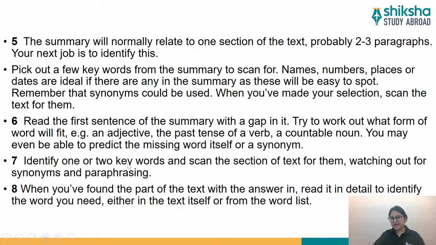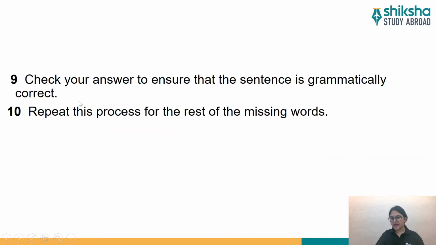Seventh strategy: identify 1 or 2 keywords and scan the section of text for them, watching out for synonyms and paraphrasing. Eighth strategy: when you have found the part of the text with the answer in it, read it in detail to identify the word you need, either in the text itself or from the word list. Ninth strategy: check your answer to ensure that the sentence is grammatically correct. Always revise in the end. Repeat this process for the rest of the missing words.